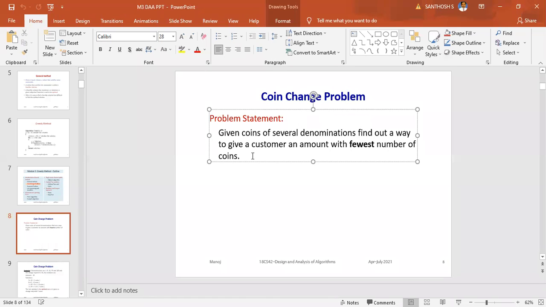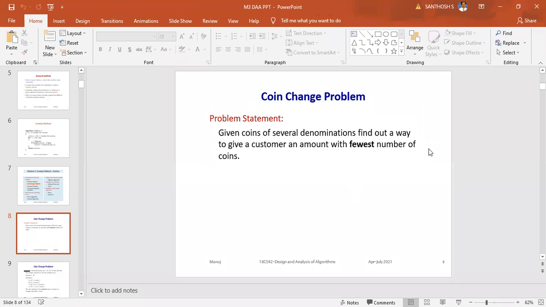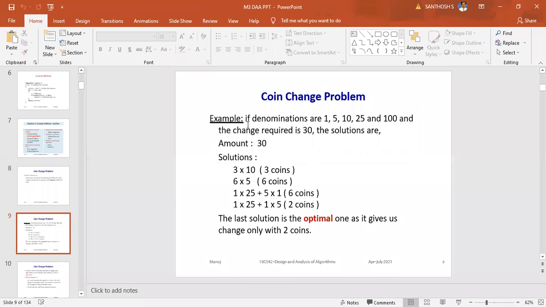If you have a 1 rupee coin and the amount is 30, giving 30 one rupee coins is not the solution. It is also a solution, but the condition here is the fewest number of coins. This is the problem statement. Now come to the example. The denominations are 1, 5, 10, 25 and 100, and the change required is 30.